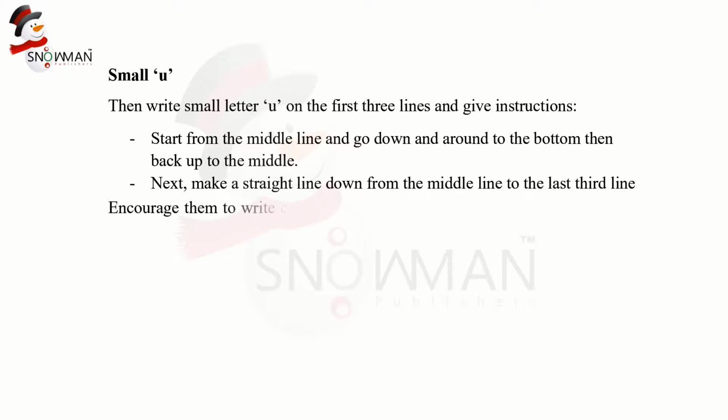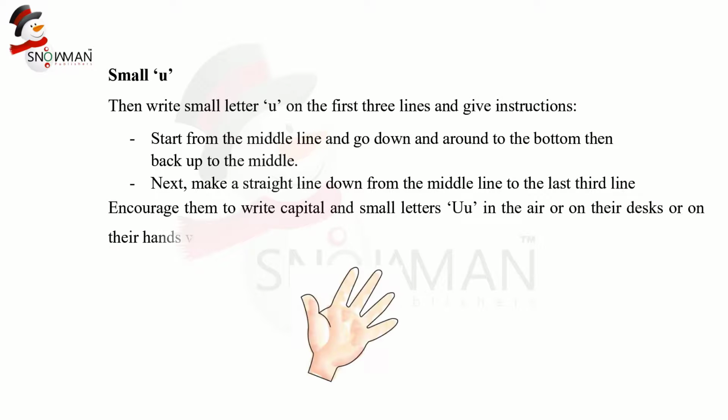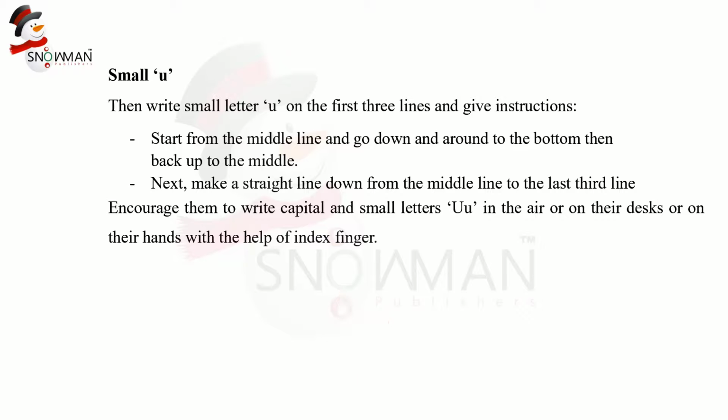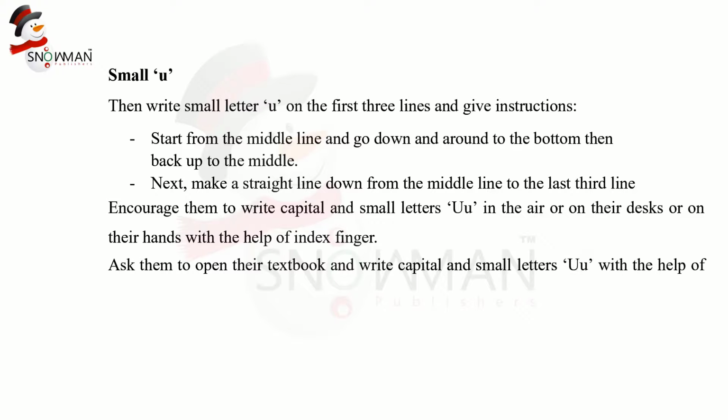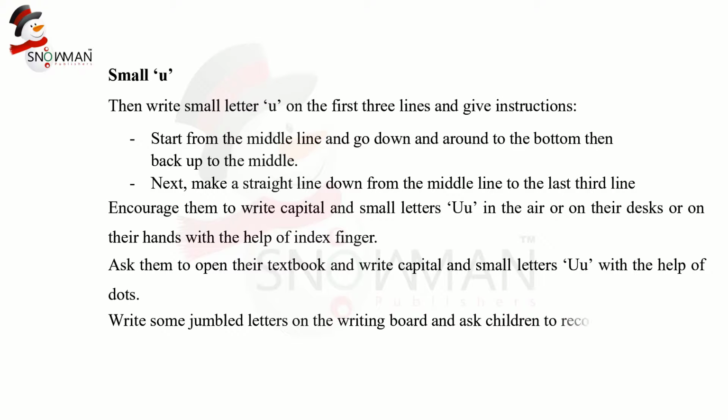Encourage them to write capital and small letters U in the air or on their desks or on their hands with the help of the index finger. Ask them to open their textbooks and write capital and small letters U with the help of dots. Write some jumbled letters on the writing board and ask the children to recognize U.